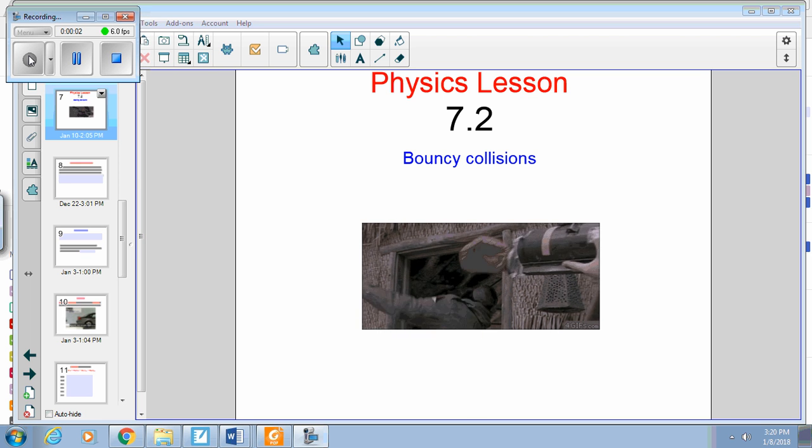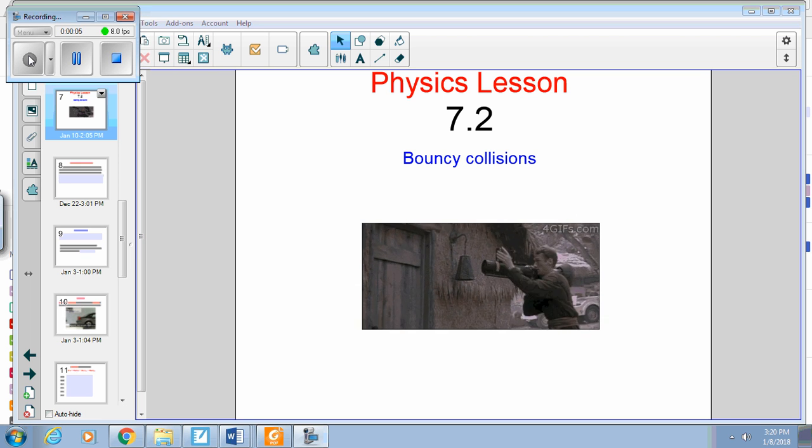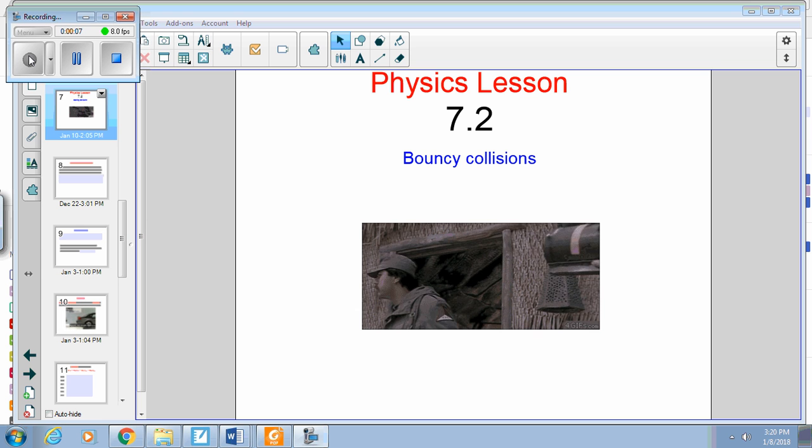Dun, dun, dun, dun, dun, dun, dun, dun, dun, dun, dun, dun, dun, dun, dun, dun, dun, dun.